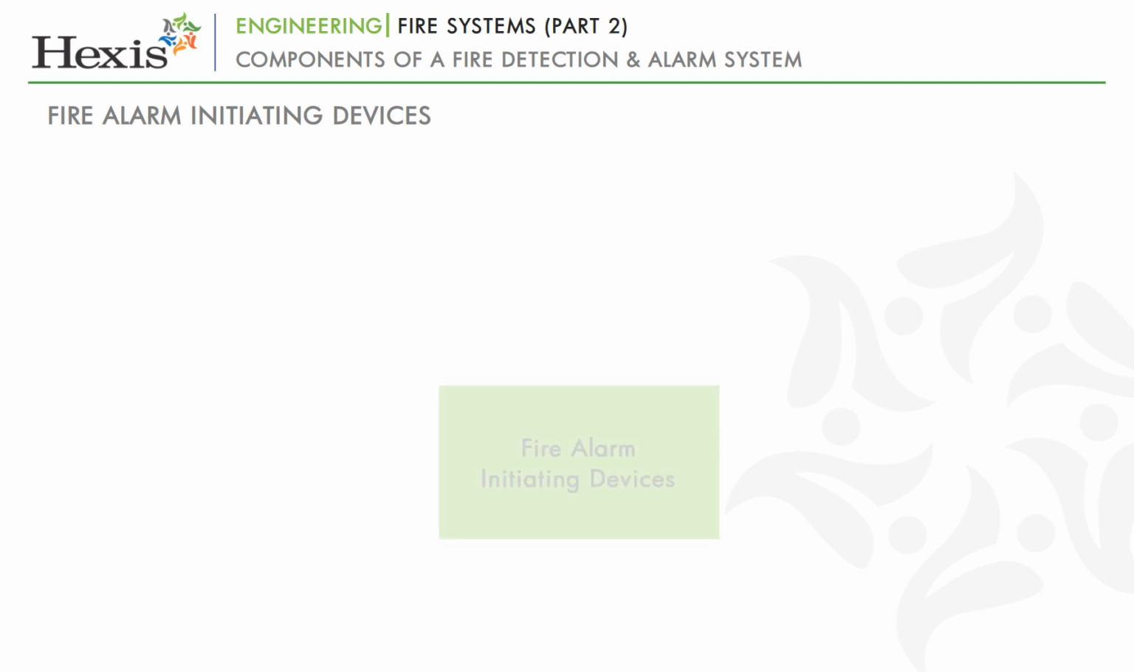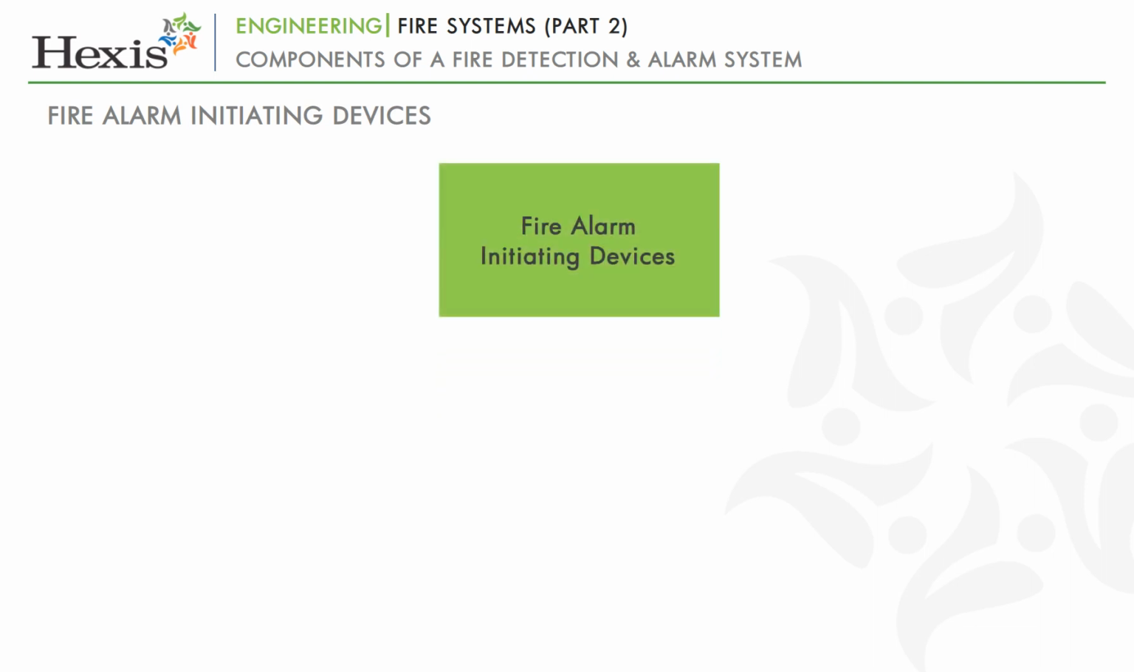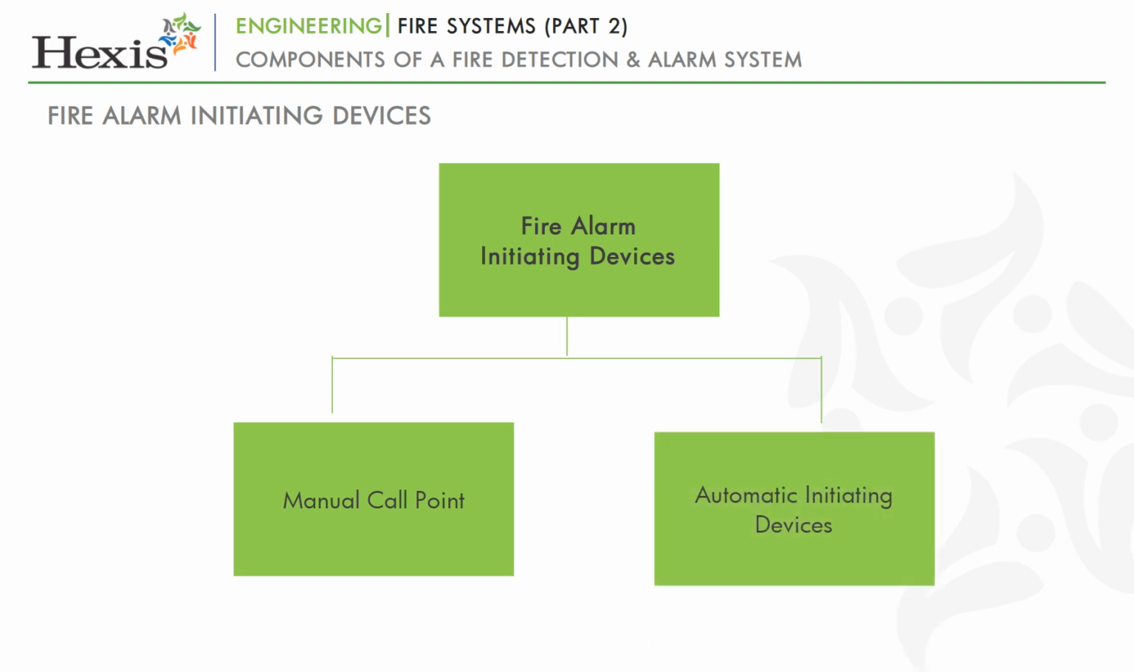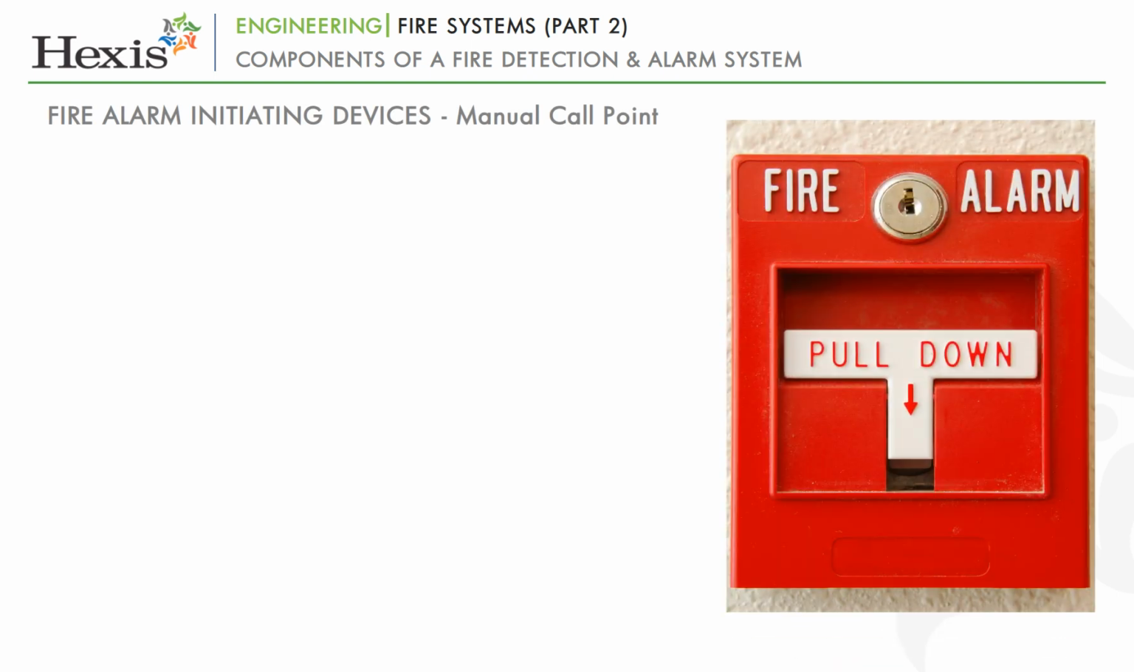Next are the fire alarm initiating devices. Fire alarm initiating devices are the activation stations and can be manual call points or pull stations, or automatic, that is smoke or heat or CO detectors. Let's now look at the list of initiating devices commonly used. Let's understand what is a manual call point.